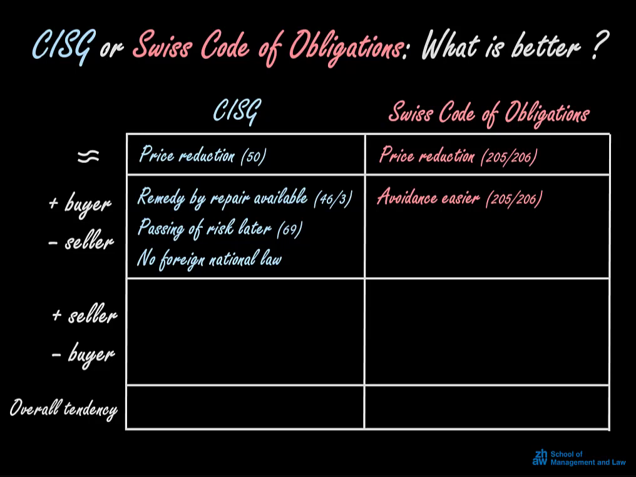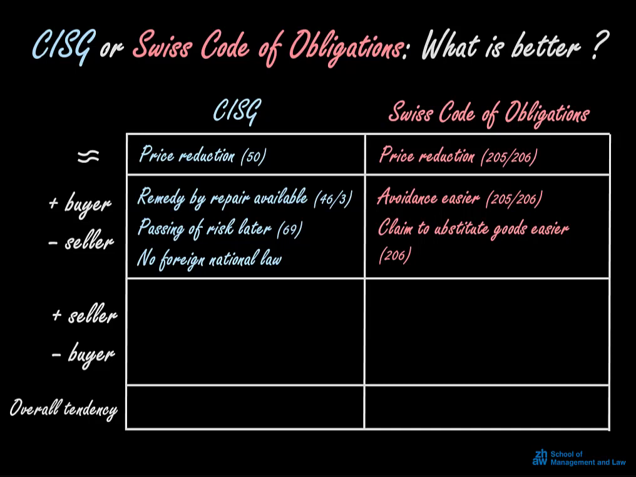The CISG makes it difficult to avoid the contract, the idea being to favor solutions that maintain the contract. What tends also to be easier under the Swiss Code of Obligations are claims to the delivery of substitute goods. Again, in contrast to the CISG, the Swiss Code does not require a fundamental breach of contract for this remedy.